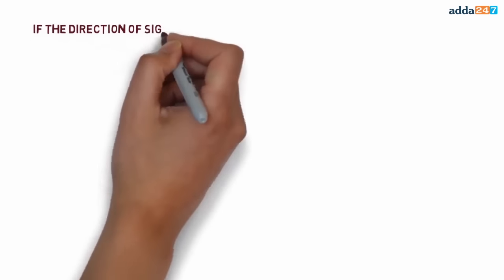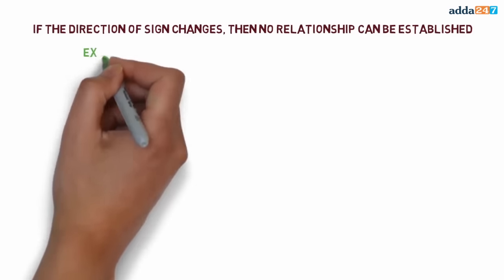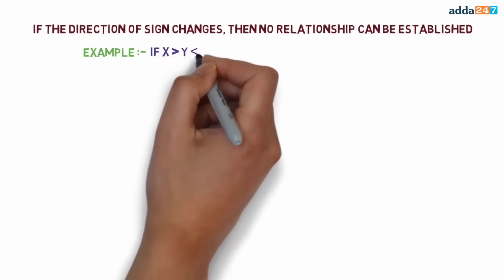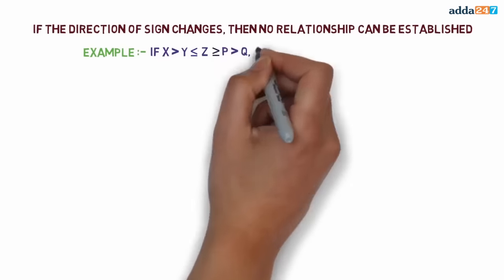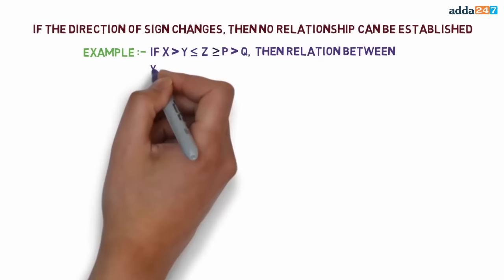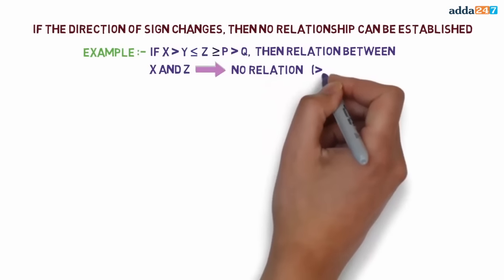If the direction of sign changes, then no relation can be established. So this is very important. If the direction of the sign is changing, then we cannot establish any relation. For example, if we have x is greater than y, less than or equal to z, greater than or equal to p, and greater than q, then for x and z, we cannot have any relation.